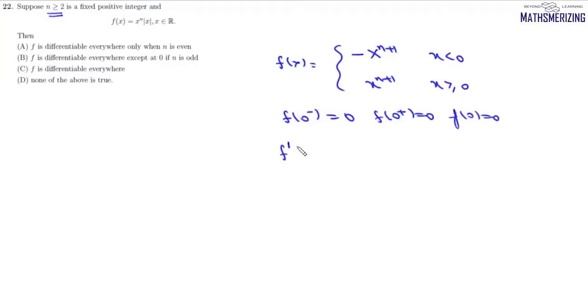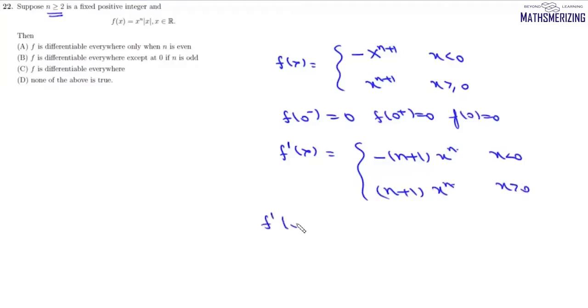Now if we find f dash x, it will be minus (n plus 1) x to the power n when x is less than 0 and it will be (n plus 1) x to the power n when x is greater than 0. Now f dash 0 negative will be minus (n plus 1) 0 to the power n. Now since n is greater than or equal to 2, this value will be 0. In the same way we can find f dash 0 positive, so it will be 0 to the power n, which again is 0.